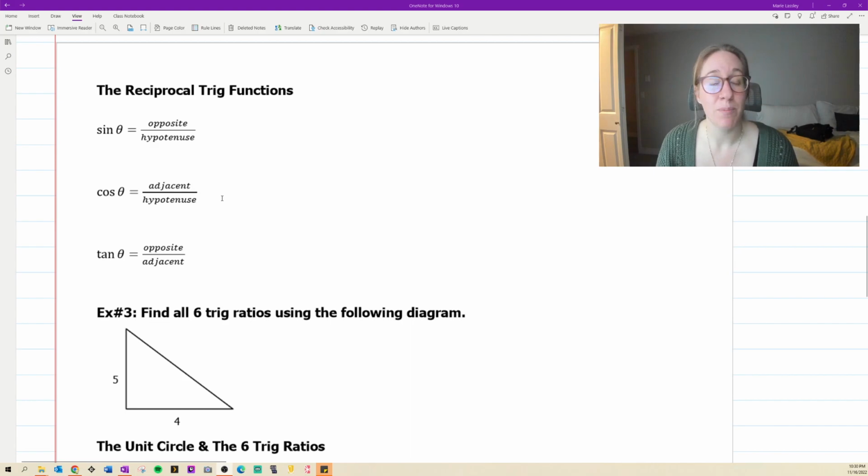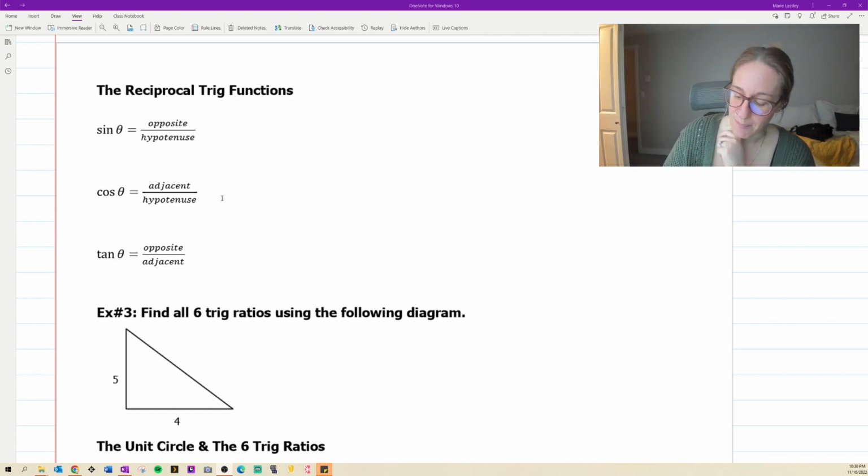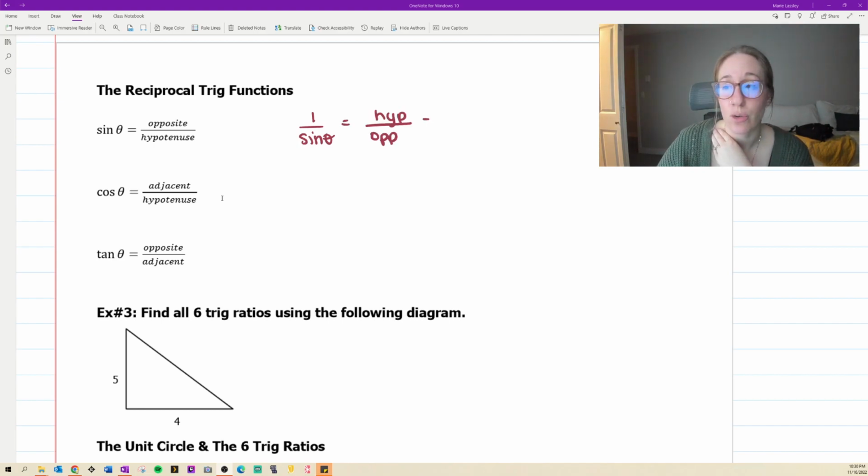So now we're going to look at the reciprocal trig functions. All right, that is what they are officially called because reciprocal means you are flipping upside down, and that's what we're going to be doing. So all sine, cosine, and tangent have their own reciprocal, and they each have their own names. So when we're doing reciprocal, right, that means we're flipping. So if we were to do 1 over sine, which would then be hypotenuse over opposite, this is the trig function cosecant, abbreviated CSC.